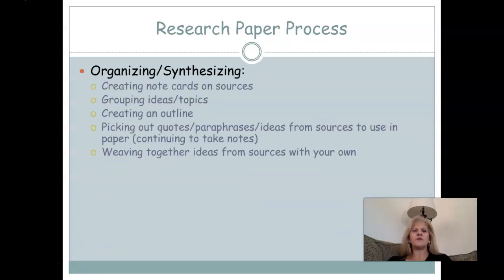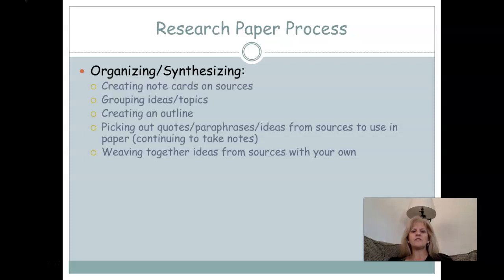Okay, then you're going to want to, everyone organizes a little bit differently. I'm not the one who originally wrote this PowerPoint, but the person who did wanted you to create note cards on sources. It's a really good idea. Most of my students don't do it, but you do need to have some sort of way of organizing your things that make sense to you. So choose a way that makes sense to you.